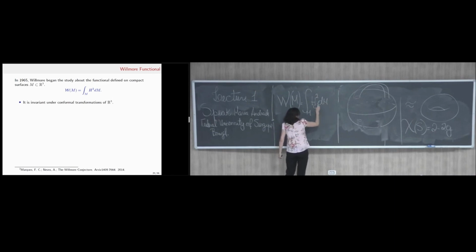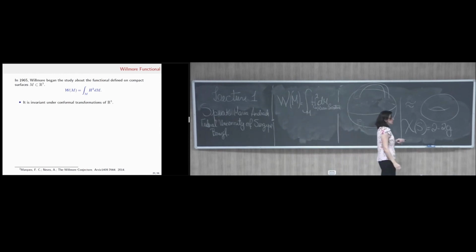Remember, A is mean curvature. Okay? And this function is an invariant on the conformal transformations of the three-Euclidean space. What does that mean? For example, invariant by translation, by rotation, by reflection, all this. Okay? And this function contributes to energies of the cell membranes.